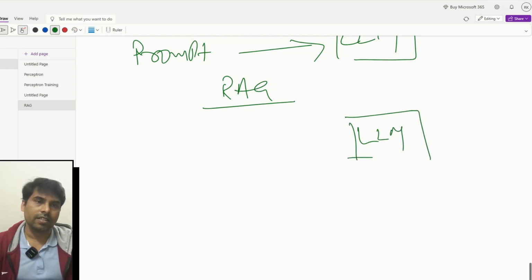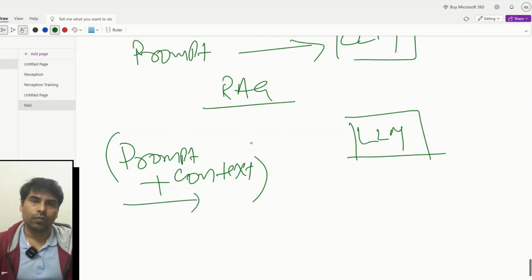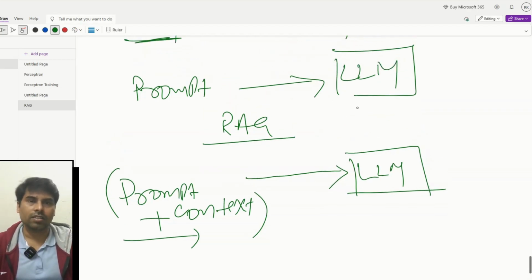But here, in this case, we are not only sending a prompt, we are sending prompt plus context. We are sending these two things. When we combine these two things, we call it augmentation. So we are sending prompt plus context to the LLM now. This is the difference between a simple LLM call, a vanilla LLM call, and a RAG call.